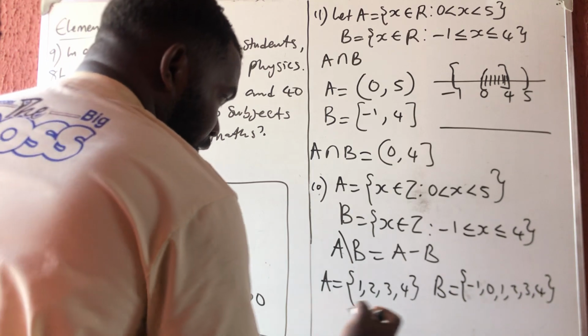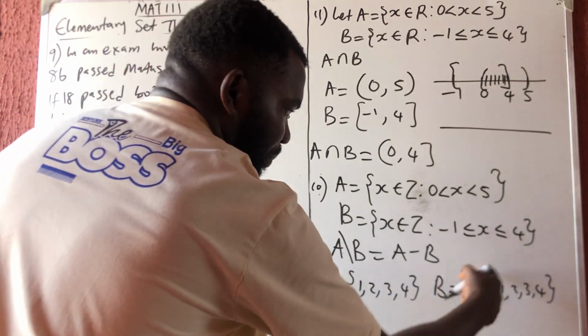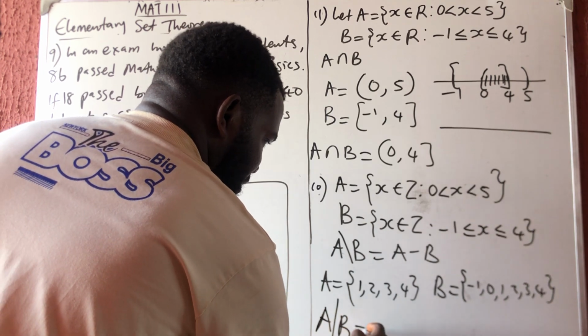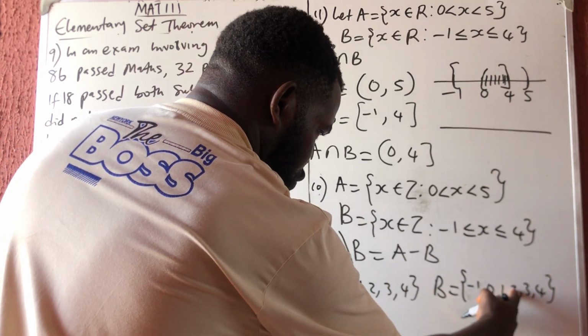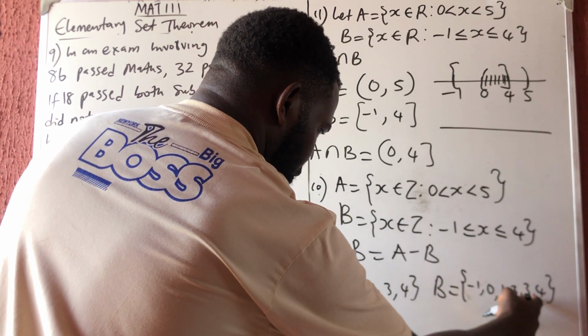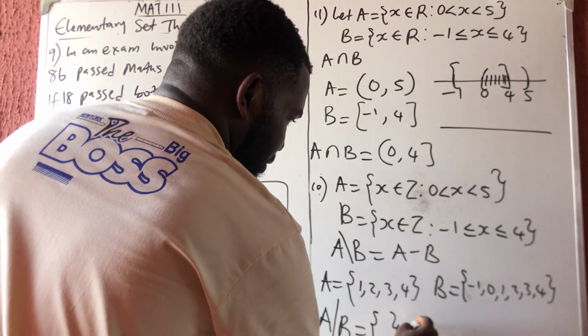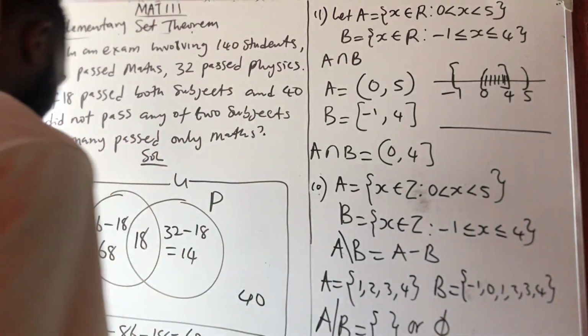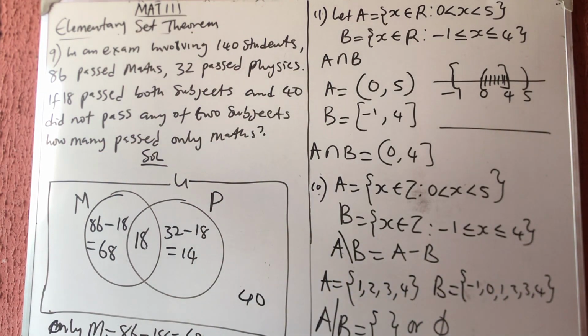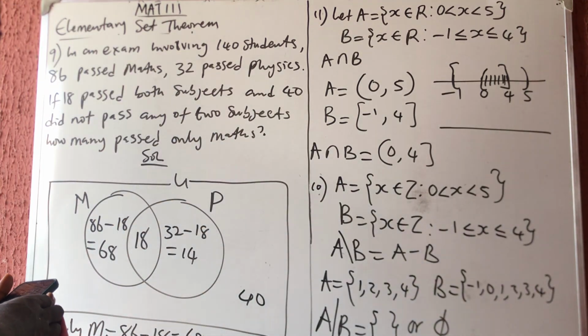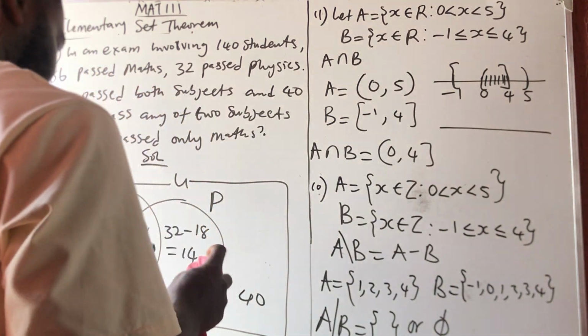So then we should remove this from this. Anybody you can see here, remove it from here. So A slash B is the same as saying 1, 2, and 3 are here, and 1, 2, 3, 4 are here. If I remove everybody here, I'm having an empty set. So the answer is what? An empty set.